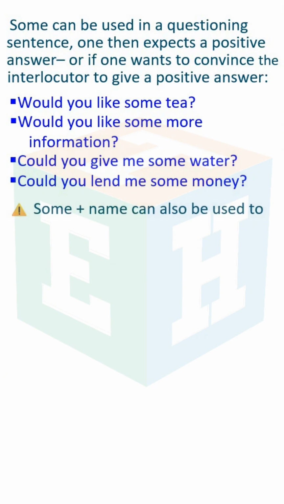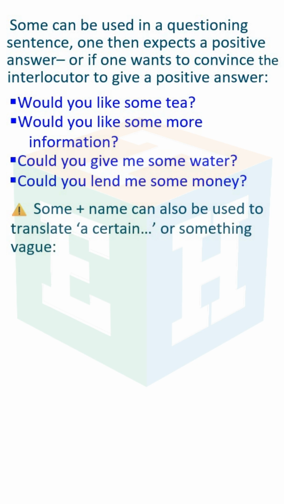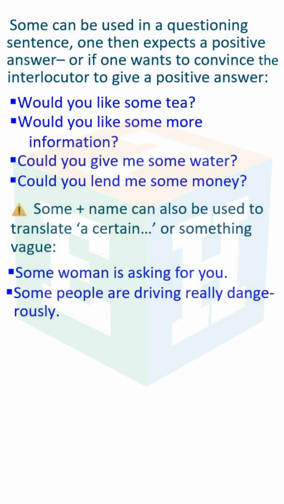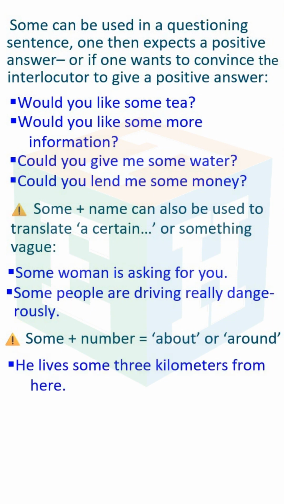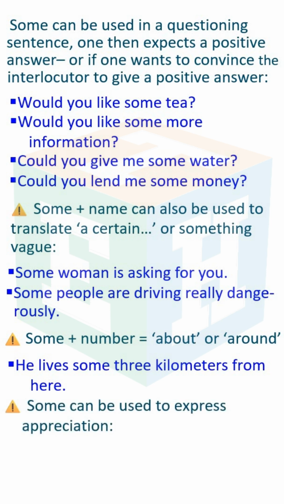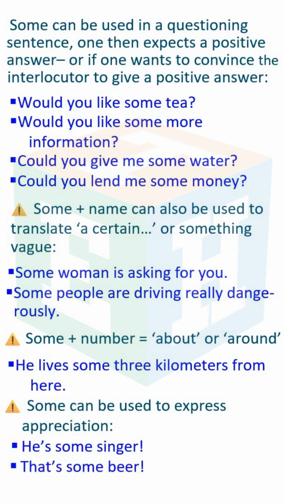Some plus name can also be used to translate a certain or something vague. Some woman is asking for you. Some people are driving really dangerously. Some plus number equals about or around. He lives some 3 kilometers from here. Some can be used to express appreciation. He's some singer. That's some beer.